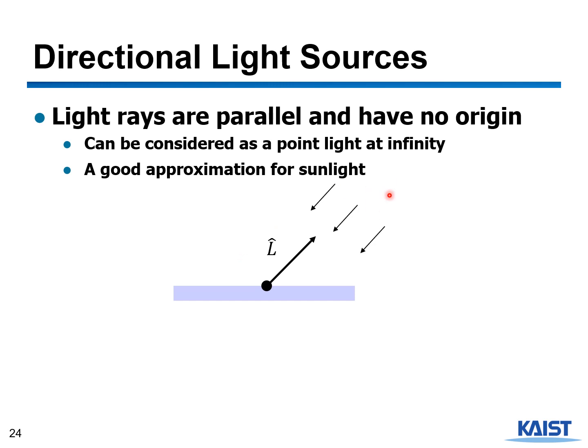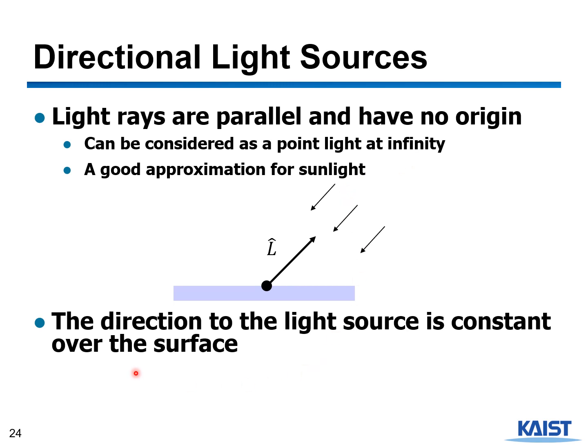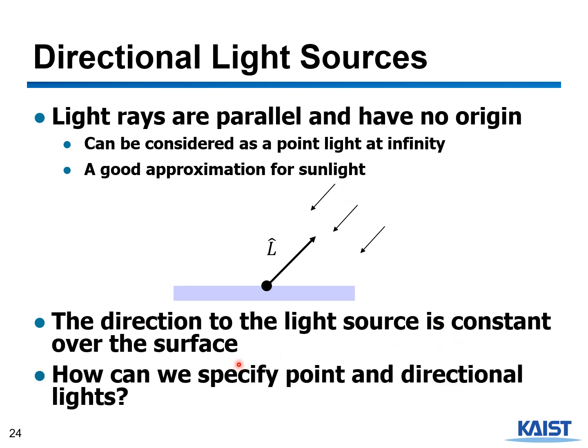It's mainly because the location of the light source is very far away from the viewer, right? It's a very good approximation for the light source, just a vector. Again, the direction to the light source is constant over the surface. And then the question is, how can you specify a point and a direction of light? Can you guess?